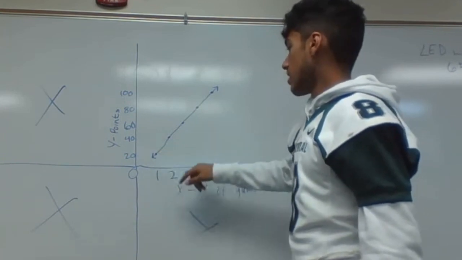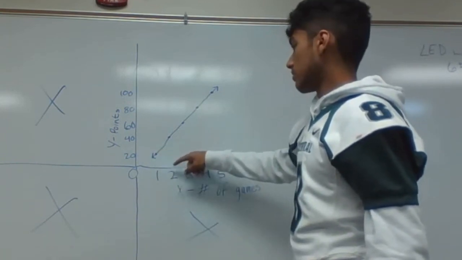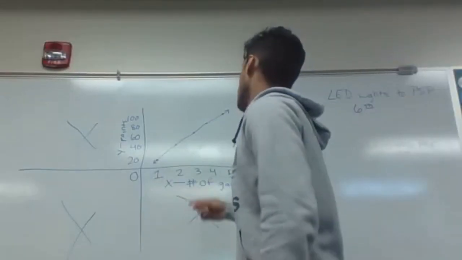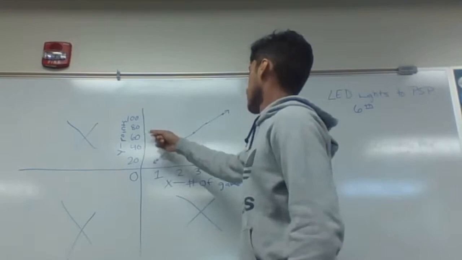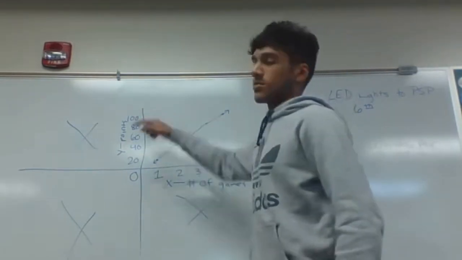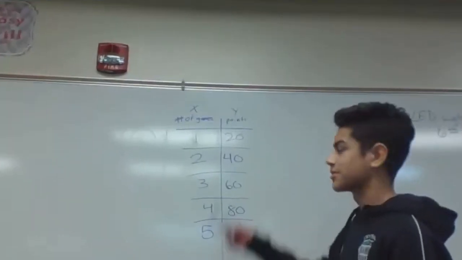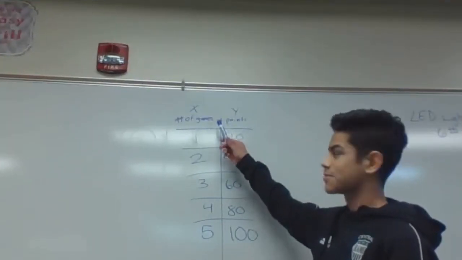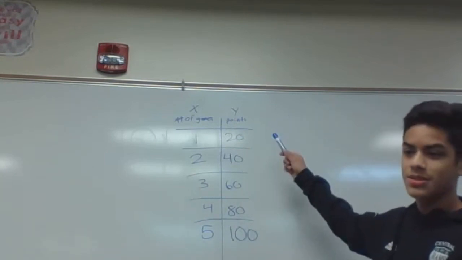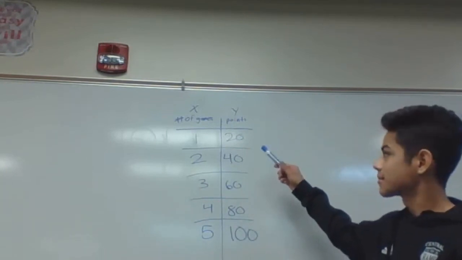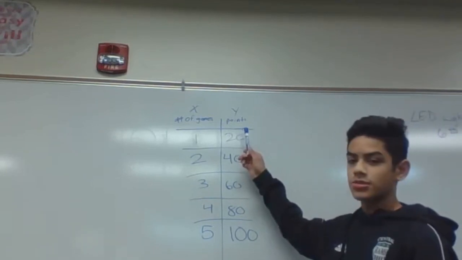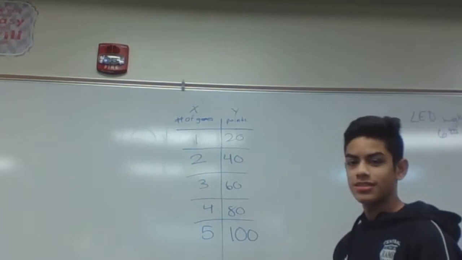this point, and we estimate that 2 games are equal to 40 points, and 3 games are equal to 60 points, 4 games are equal to 80 points, and 5 games are equal to 100 points. So here on our table, x represents number of games, it goes up by 1, and then y represents points, and it goes up by 20 per game.